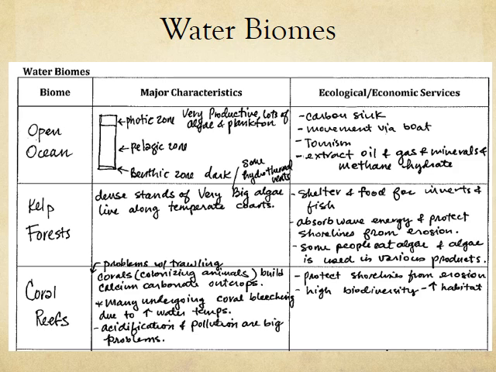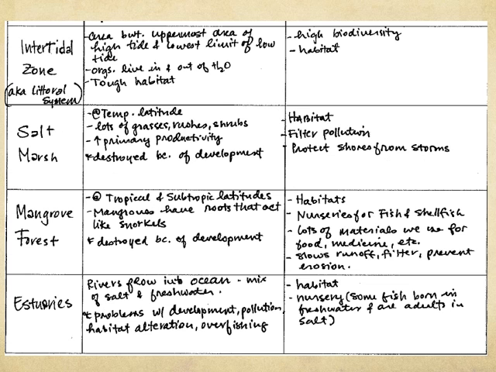Kelp forests are huge strands of big, thick algae, and they provide their own habitat. They are kind of the forests of the ocean. They protect shorelines from erosion, and a lot of these algae are eaten and used in a lot of different products. And then we have coral reefs, which everybody absolutely loves. A lot of issues with coral reefs. We're going to talk a lot about them. A lot of really great environmental benefits of coral reefs as well as economic benefits.